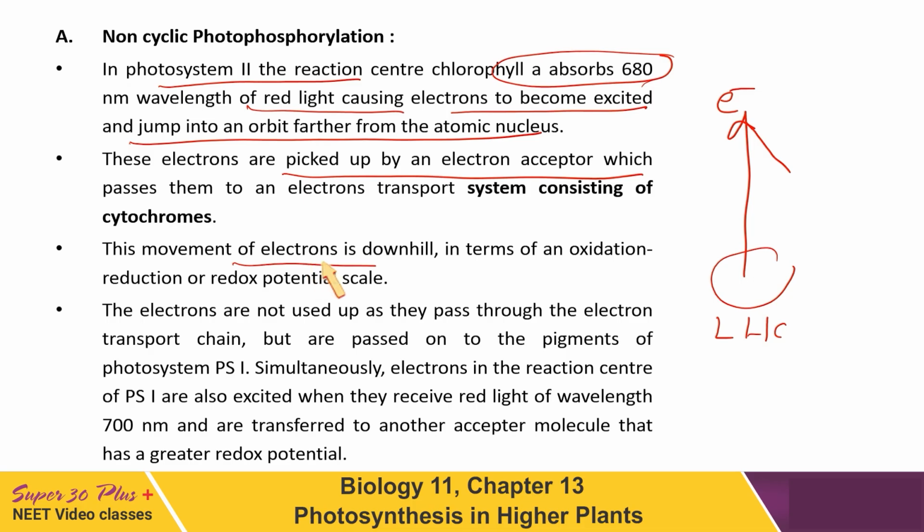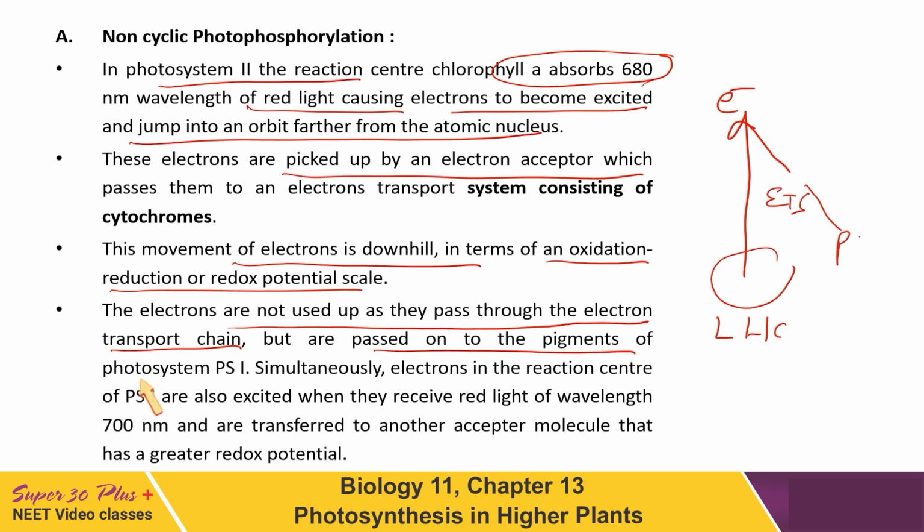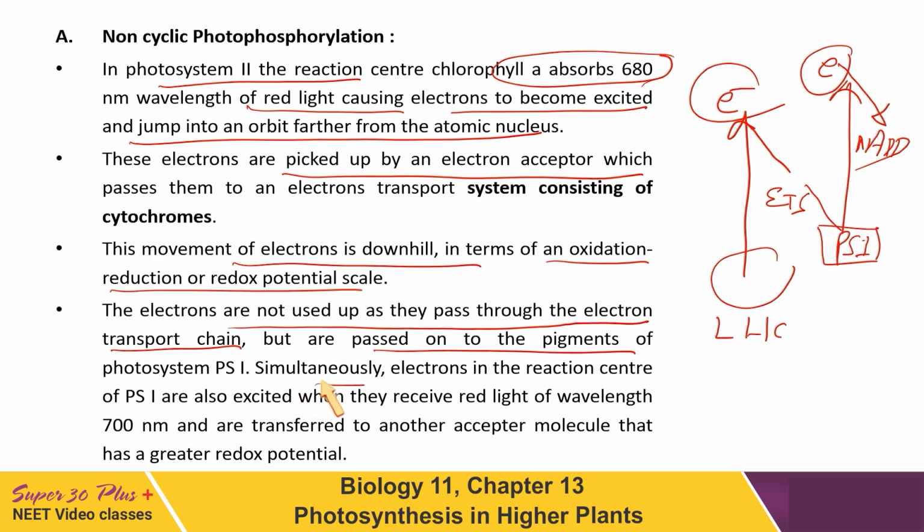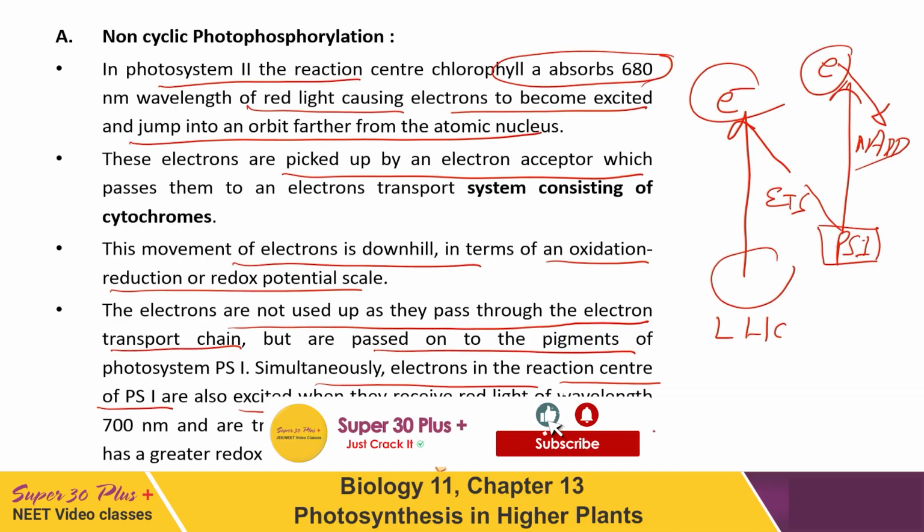The movement of electrons is downhill in terms of oxidation reduction potential. Electrons are not used as they pass through the electron transport system, but they are passed to the pigment of the photosystem. Here this is the electron transport system, here photosystem first, and then from here they will go to this electron acceptor, and now they will reduce this NADP. The same thing I told you. Simultaneously, electrons in the reaction center of PS1 are also excited, receive red light, and then are transferred to another acceptor molecule which has greater redox potential.